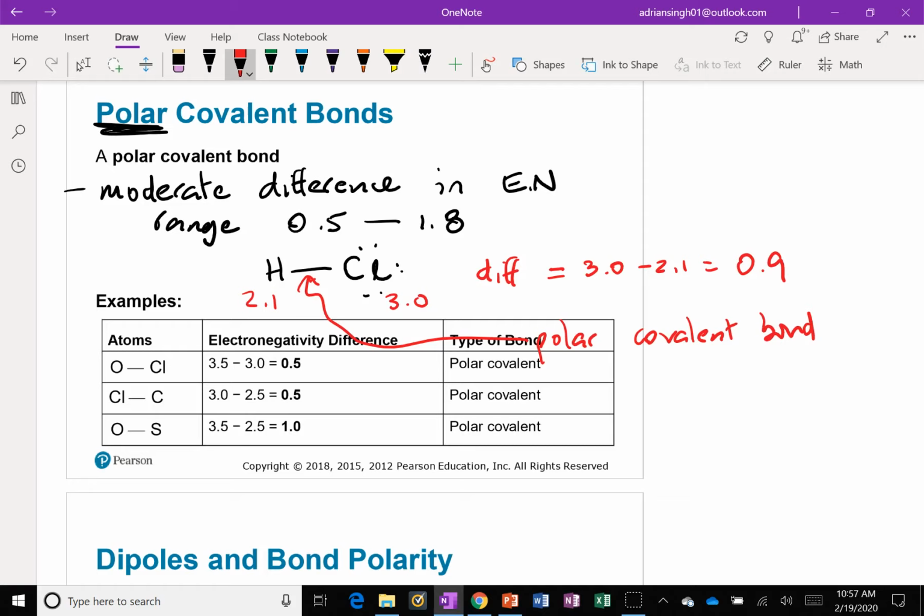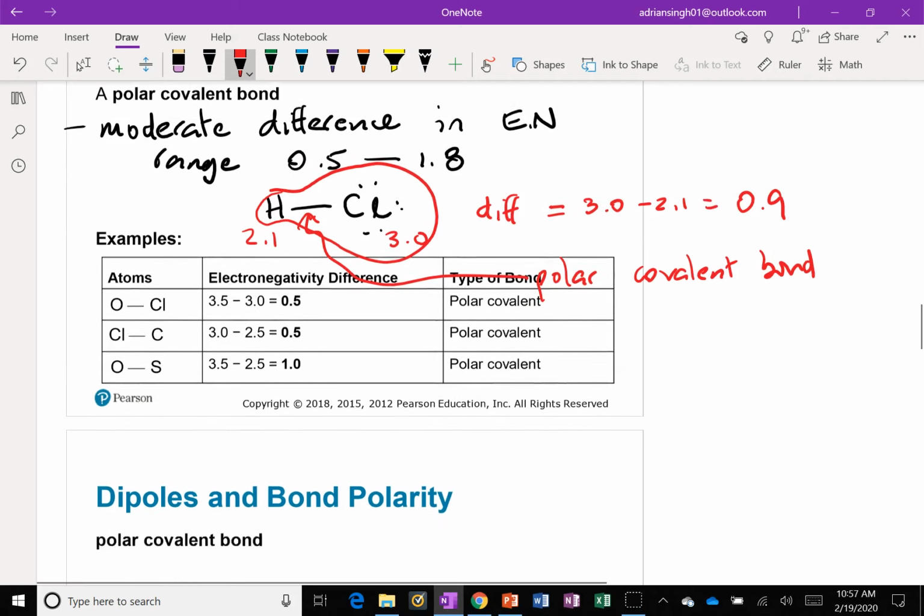Because the chlorine has a higher electronegativity, it's actually pulling on those electrons more than the H is. So these electrons are actually spending more time around the Cl than they are around the H. If you were to draw a little electron cloud, the cloud would be bigger around the Cl than it is around the H, just because of the difference in strength on the pull of those electrons.